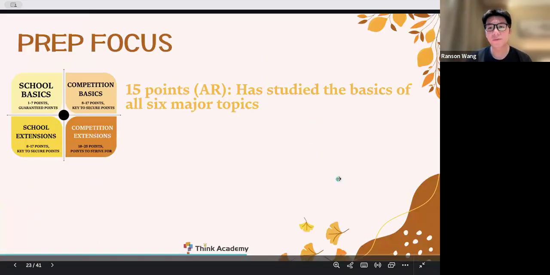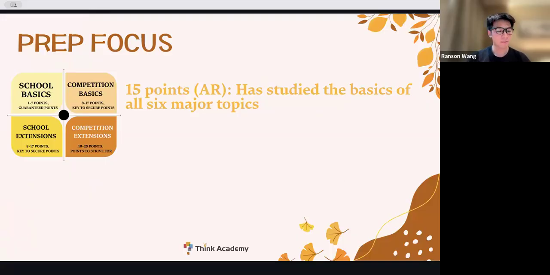So for the prep focus, you can see that if you're aiming for the 15 points or achievement roll, you should have studied the basics of all 6 major topics. Like I said, all of the 6 major topics: geometry, word problem, number theory, combinatorics, algebra, and statistics and counting, including the permutation combination. So if you are aiming for the achievement roll, you should know the basics of all the 6 major topics.